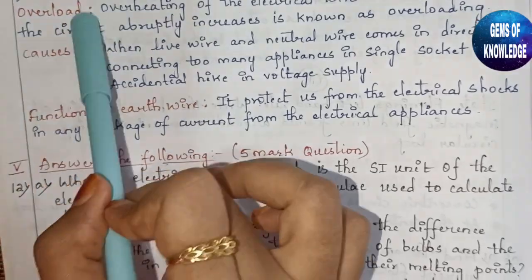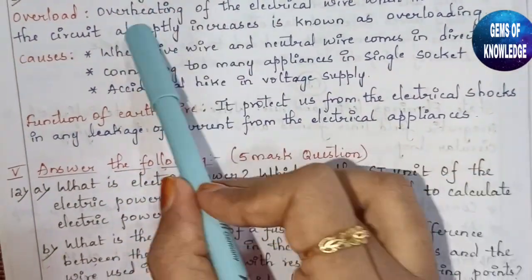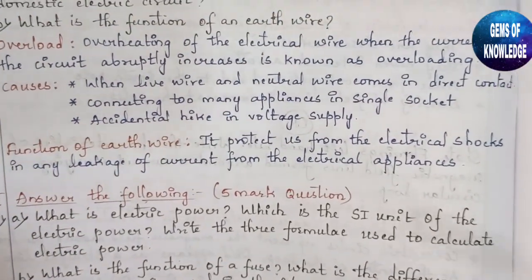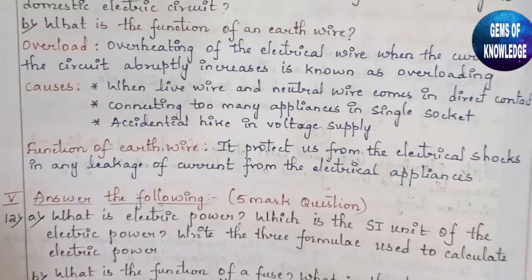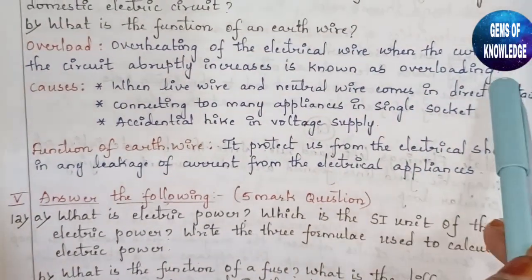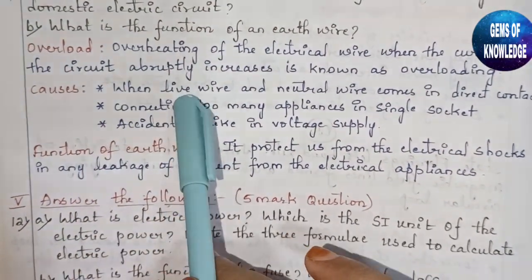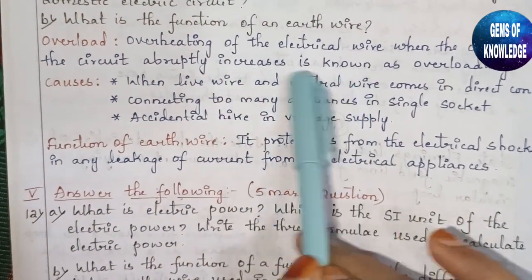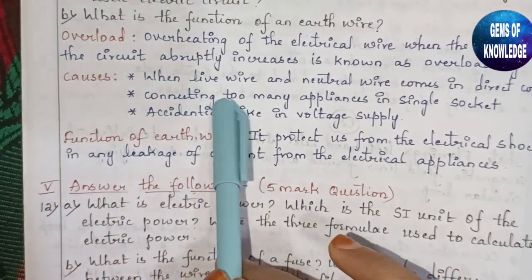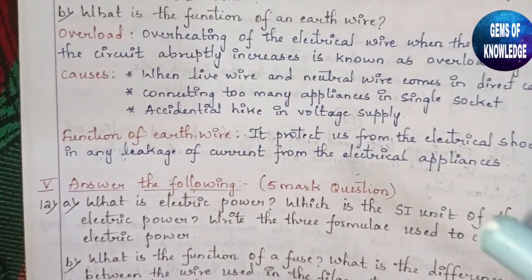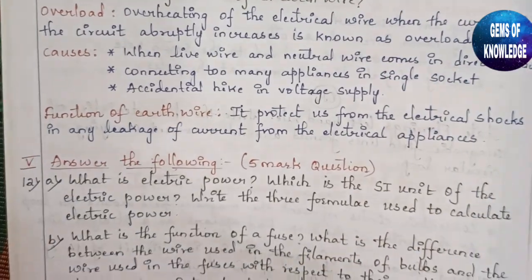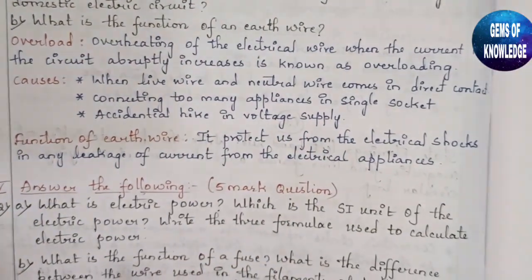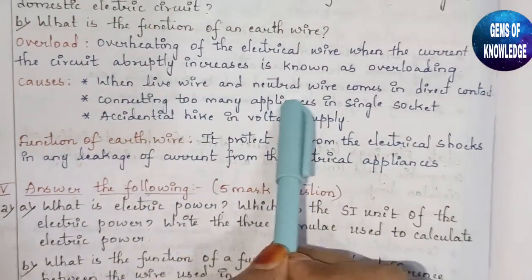Okay, so just see overload. What is overload? Overheating of the electrical wire when the current in the circuit increases abruptly. When the current increases suddenly in the circuit, the overheating of the electrical wire is known as overloading. So what are the causes here? When both the wires, the live wire and neutral wire, come into direct contact with each other, then overloading occurs. The second condition is when we connect so many appliances in a single socket. Next, if there is a sudden accidental hike in the voltage supply, then also overloading occurs.